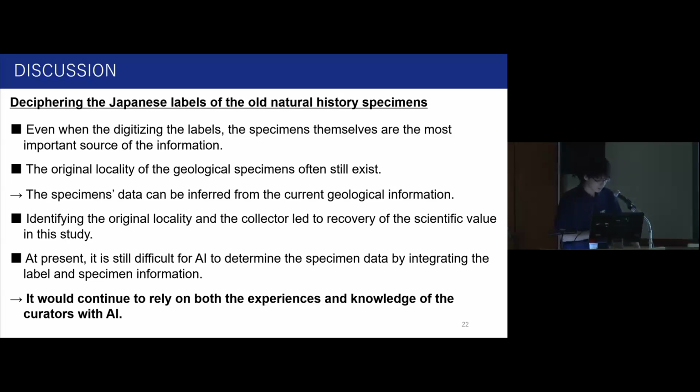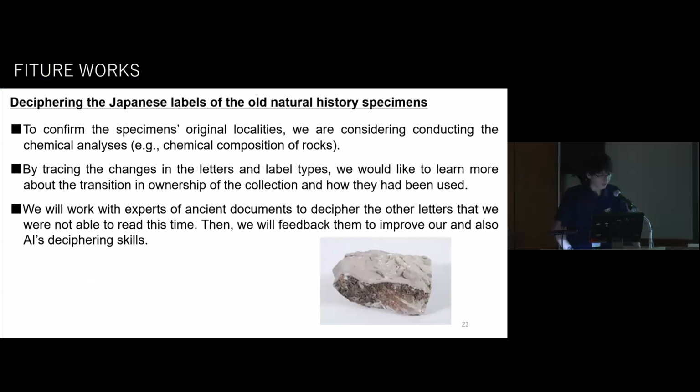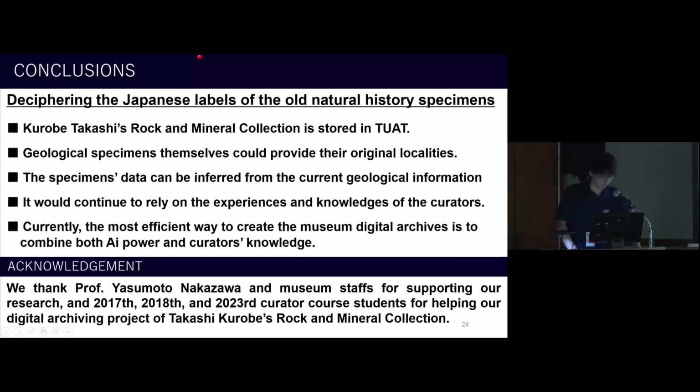As a result, it is still difficult for AI to determine specimen data by integrating the labels, rock facies or structures, fossil species, and other specimen information. So it will continue to rely on the experience and knowledge of curators, alongside AI, on the Japanese labels. In the future, we are trying to improve the AI, of course, and we also try to correct our digital archives by collaborating with experts of Japanese ancient documents. So this is the conclusion. Thank you for listening.